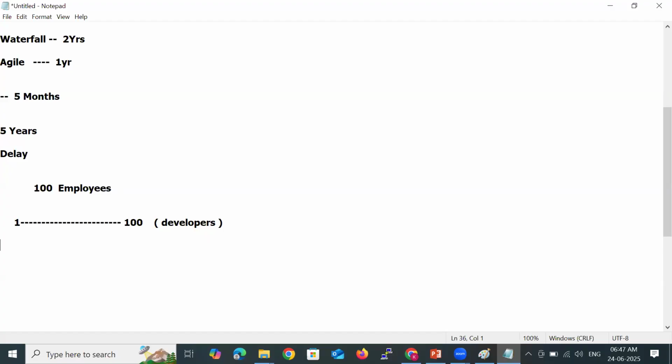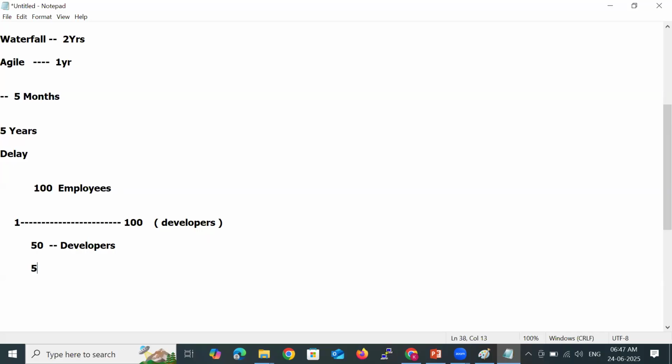I'm talking about billable resources who are directly involved in the project. Assuming 100 people are working for a particular project, do you think everybody is a developer? No, it's not the case. So don't be under the impression that everyone recruited in the IT industry is a developer. On a high level, let's say out of 100 employees, 50 resources could be developers.